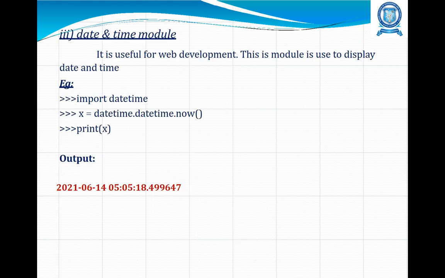Next one is the date and time module. To display the current date and time, we can use this module. See the example, datetime.now. The current date and time will be displayed.